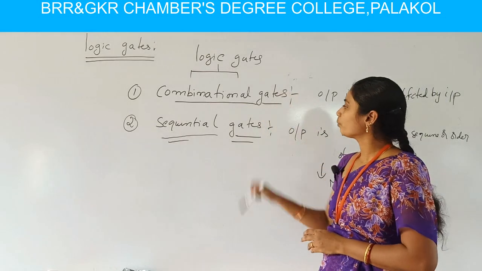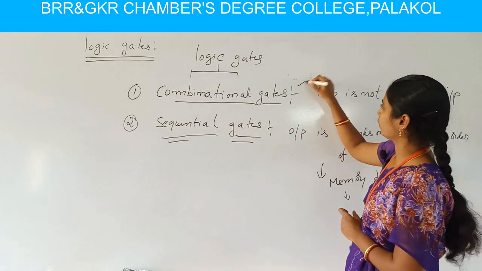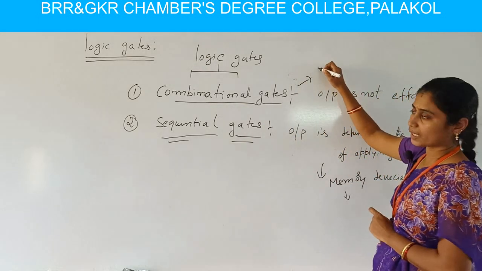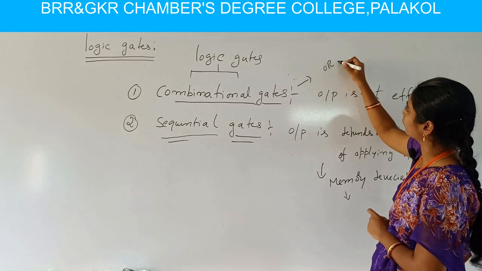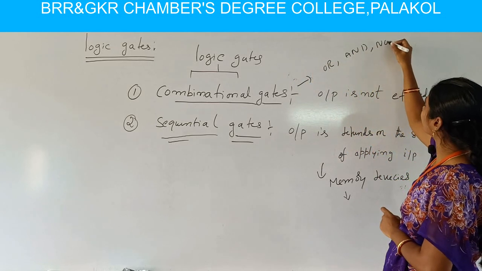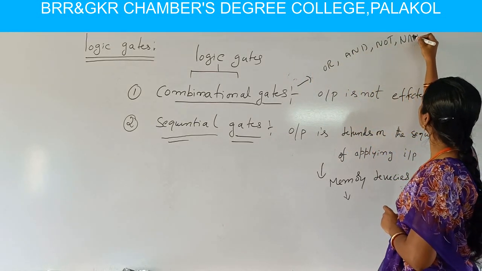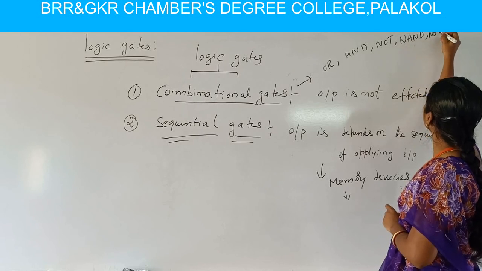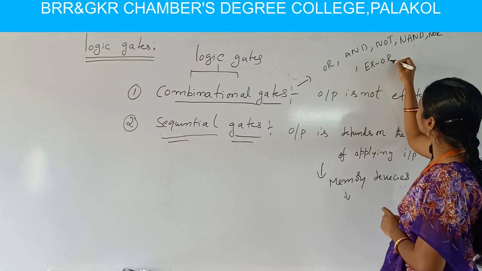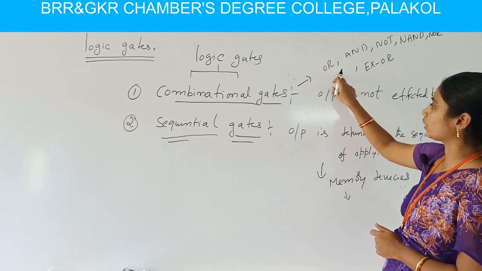Now, what are combinational gates and what are sequential gates? We just discussed what is what. The examples for combinational gates are the OR gate, AND gate, NOT gate, NAND gate, NOR gate, and also the exclusive OR gate, or XOR gate. These are the examples for combinational gates.